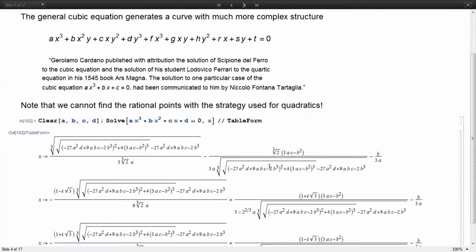There's Mathematica's version of the cubic equation. And of course, it's hard to do that, right? And that's just the case where you have an equation in a single variable, or the curve y equals ax cubed plus bx plus c.